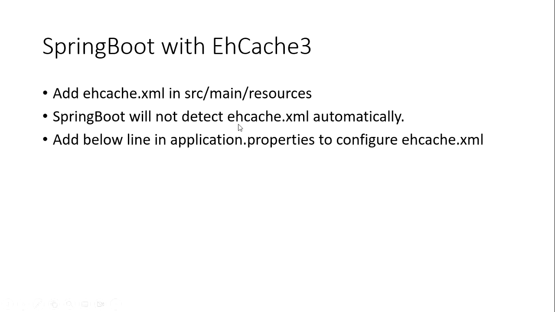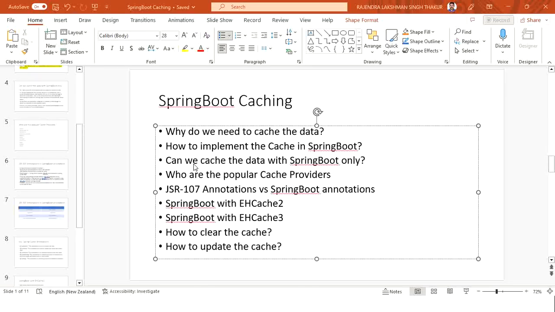Now, in this case, Spring Boot will not detect this ehcache.xml automatically. We need to add one more property line in the application.properties. That line also I will show you shortly. Now without wasting time, let's jump into the coding part.